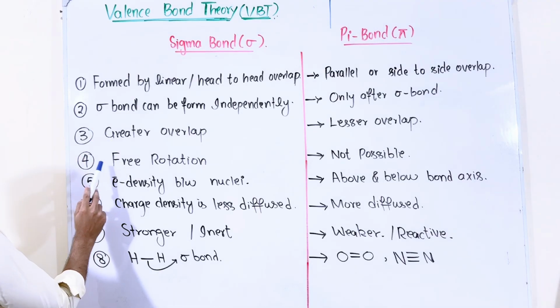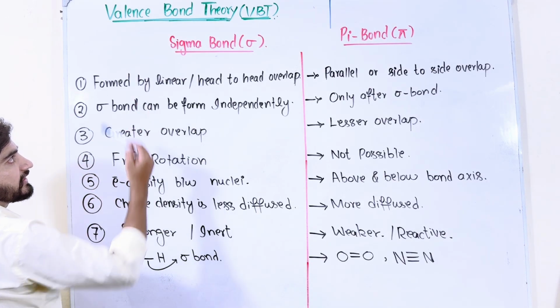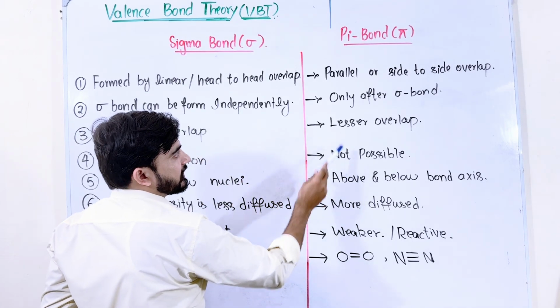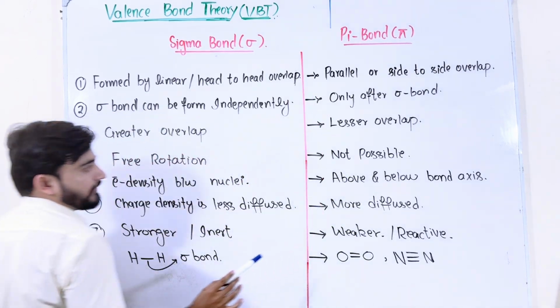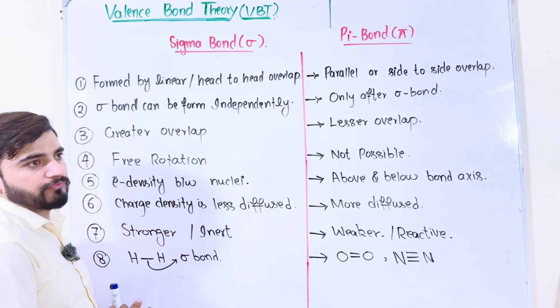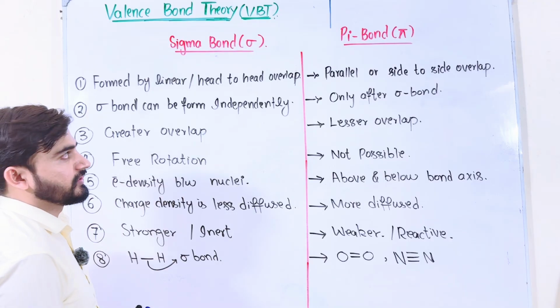The fourth difference is there is possible free rotation in the case of the sigma bond, but there will be no free rotation possible in case of the pi bond. If we want to rotate the atoms around the pi bond, we have to break it, and this will require much greater amount of energy.